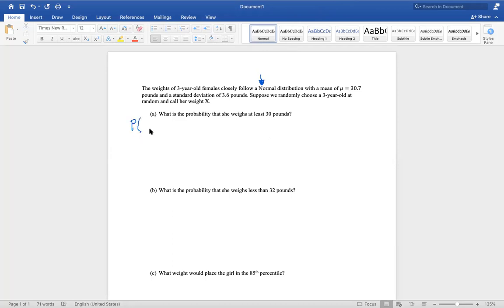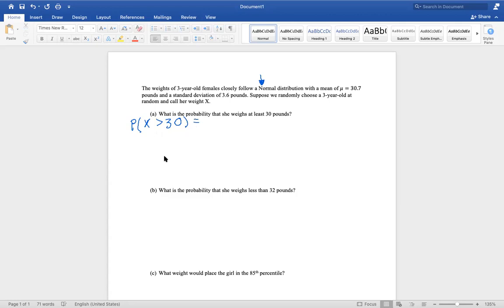So the probability that she weighs at least 30 pounds is going to be, again, how I'm starting this off is just writing my statement. So I'm looking at the probability of x, our random variable, is at least 30 pounds. That would mean we want her weight to be greater than 30. I don't have to include the equal sign because it's a continuous random variable. We don't know what the probability is that she would be exactly 30 pounds.